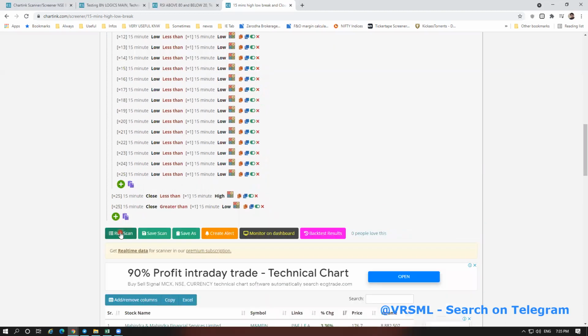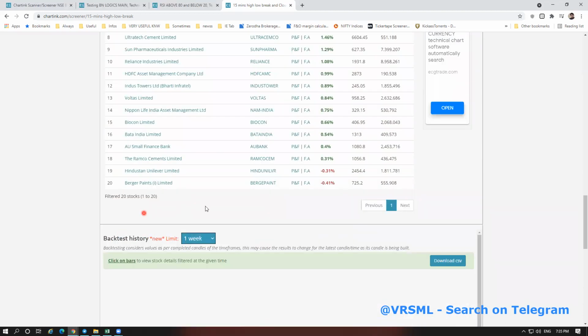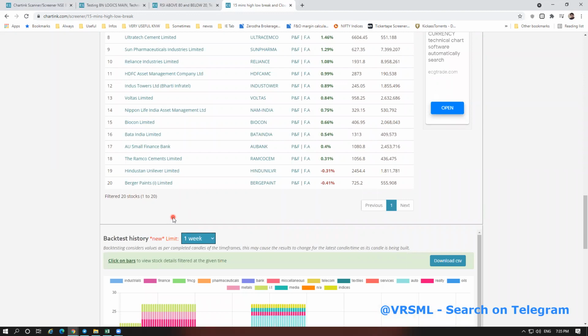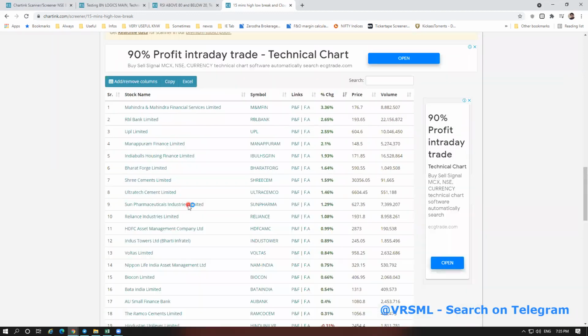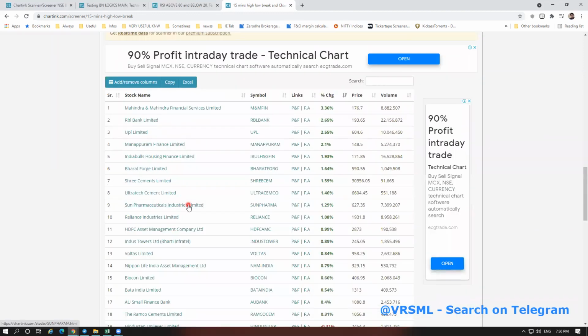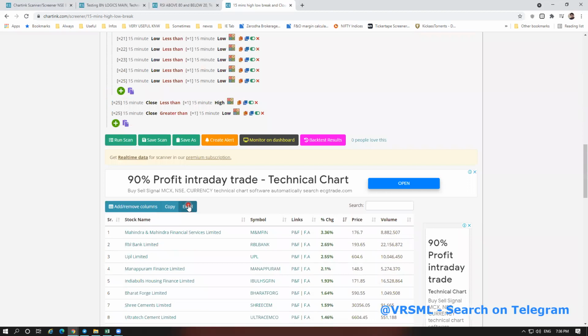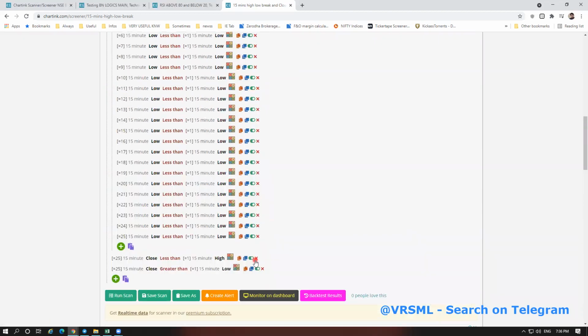So this is a good setup according to me. You can find a scan. You will find 20 stocks for tomorrow. Out of these 20 stocks, you have to choose 3-4 stocks, and you can do the intraday, if the conditions of the intraday from the second video are met.